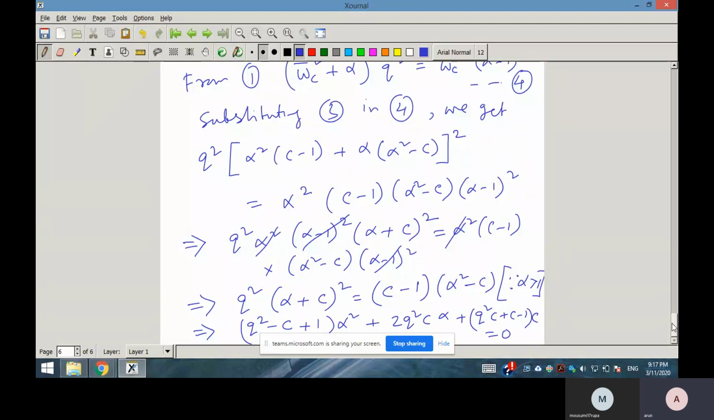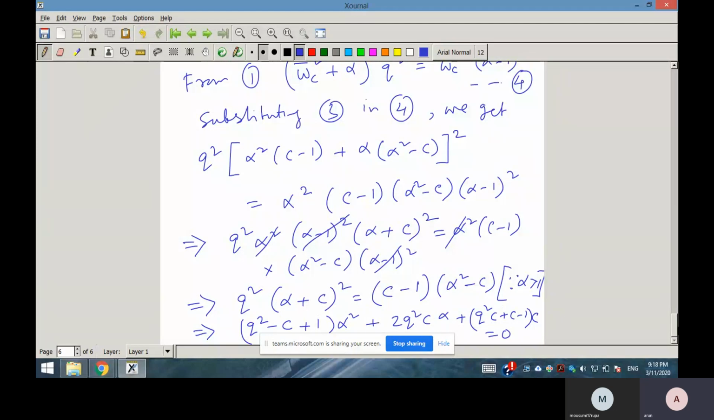Please check this equation. You can easily see here, if you square it up, then you will get q square, and then the alpha square coefficient, another minus c will come from here, and my plus 1 will come from here. Then 2 q square alpha c will come from here, and then q square c square will come from here, and then (c minus 1) into c will come from this one.